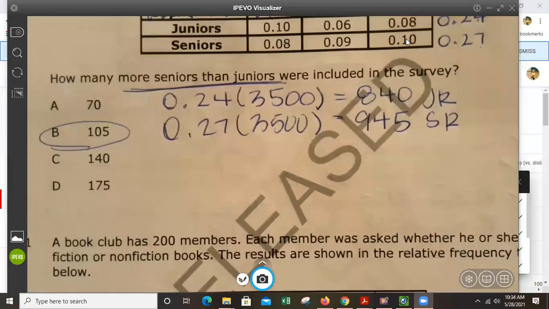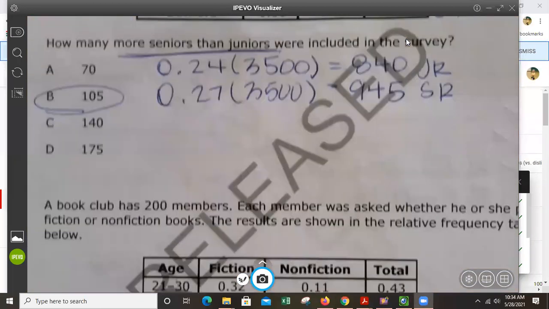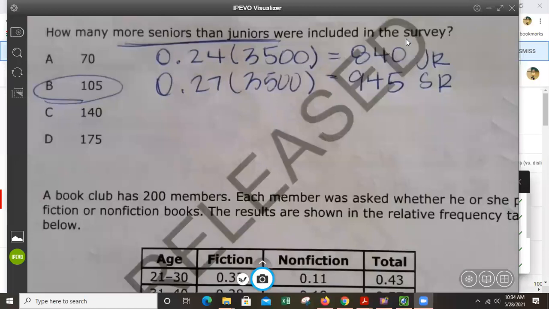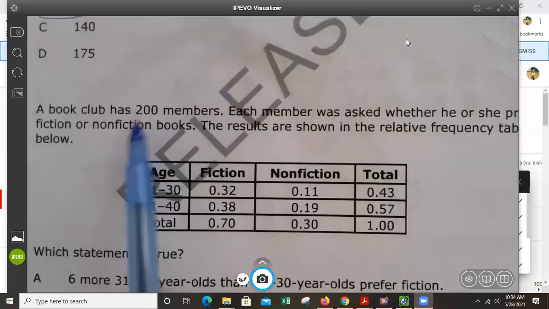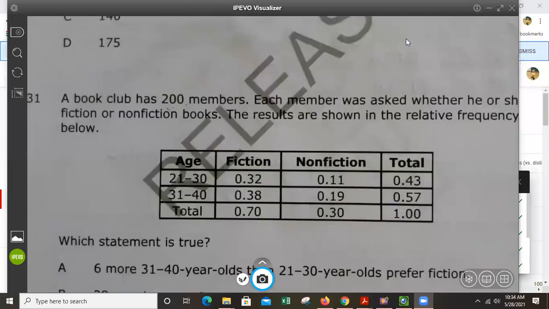All right. Same thing in the next one. Relative frequency table that shows percentages. There were 200 members. So this was our 35 before. It's 200 now.